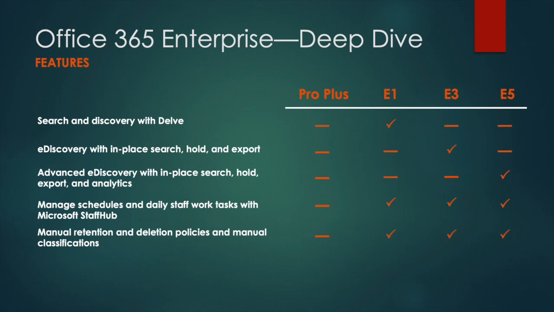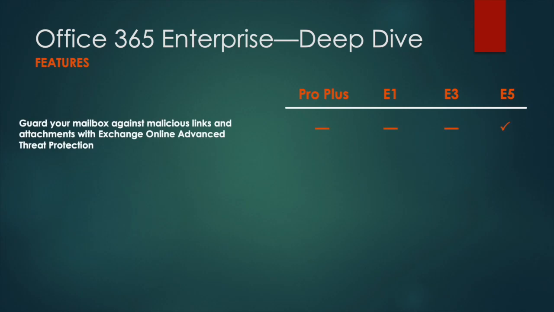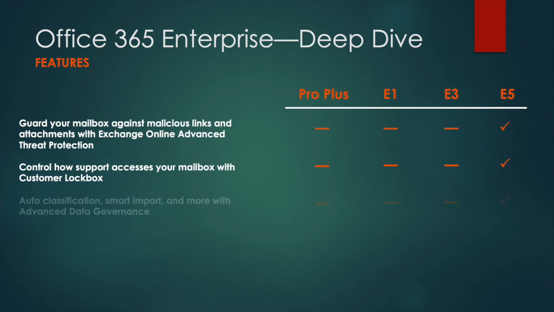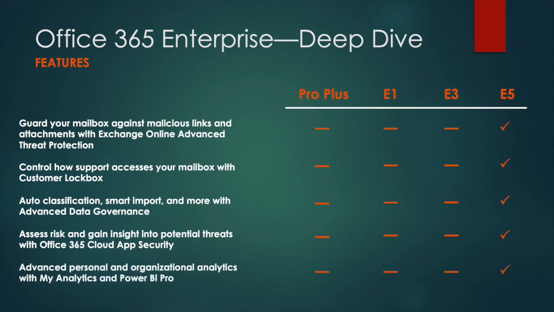Now let's look at the final 8 features that are available only on the E5 tier. Guard your mailbox against malicious hacks and attachments with Exchange Online Advanced Threat Protection. Control how support accesses your mailbox with Customer Lockbox. Auto classification, smart import, and more with advanced data governance. Assess risk and gain insight into potential threats with Office 365 Cloud App Security. Advanced personal and organizational analytics with My Analytics and Power BI Pro.